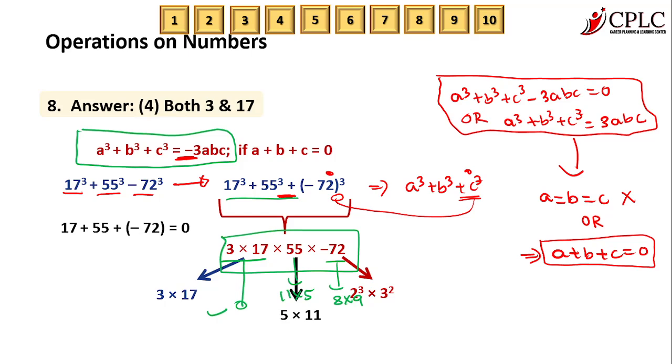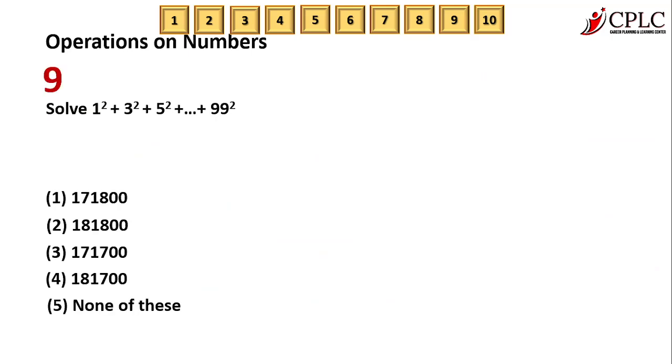Now, if you have understood this one, let's go to the next one, which is we have to solve for this. That is 1 square plus 3 square plus 5 square plus so on till 99 square. Unfortunately, there is no formula for that. So it's a very specific type of question and has to be done like this only. Otherwise, you'll not be able to get the answer.